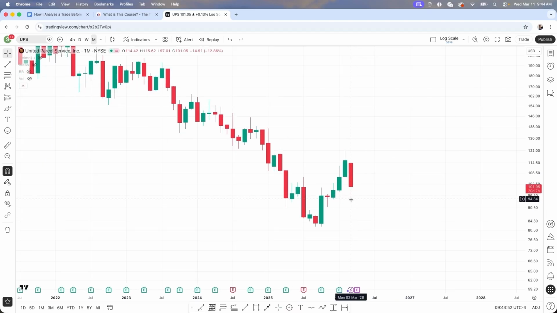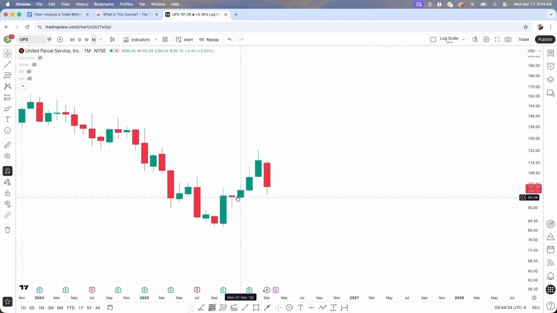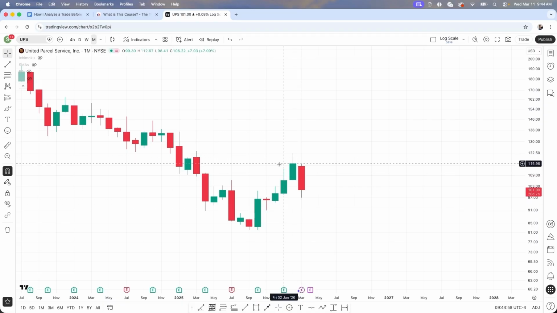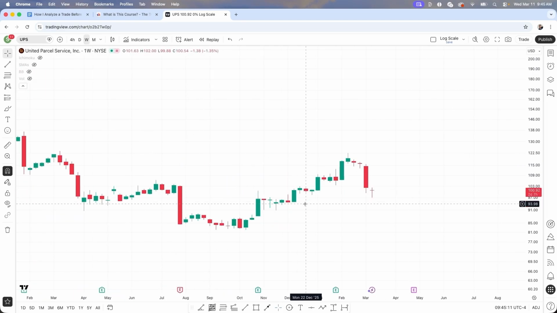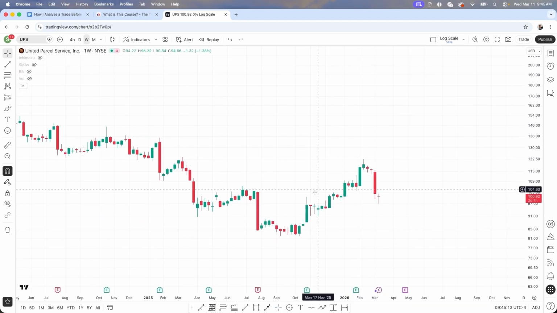However, over the last 5 months here, things are starting to look a little bit better, and maybe the trend is changing for UPS. We've had some decent market structure on the monthly chart. This month we are down in March, so we'll have to see how things play out. But the market structure is looking a bit better, so let's continue on with our analysis.